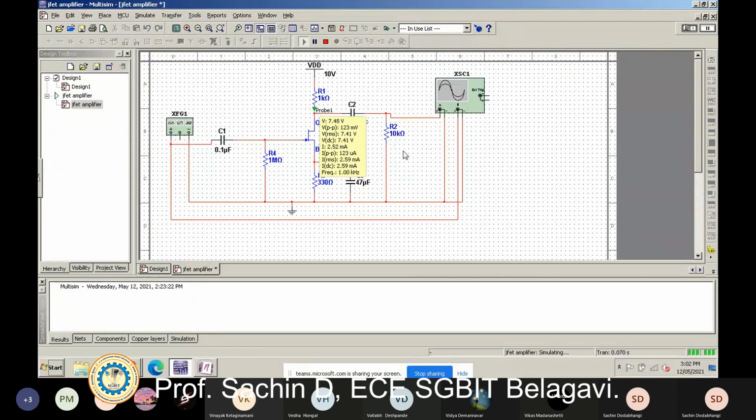Voltage at drain terminal is 7.47 volt or 7.36 volt. Can you see it? It is almost 7.36. If you zoom it, I connected one probe there. I am checking the voltage at that point, the voltage at drain terminal. It is giving V equals 7.3 to 7.4.